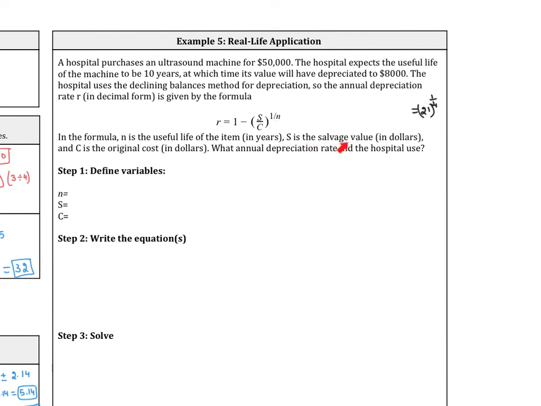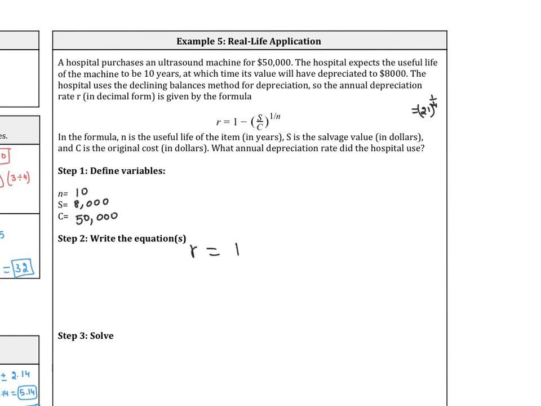S is the salvage value in dollars. So that means it is the salvage value, 8,000. And C is the original cost. So remember, the original cost was 50,000. So we have all that we need to find our annual rate of depreciation, that is R. What we have here is N, that's 10. We already discussed that the number of years is 10, the depreciation value is 8,000 and the cost was 50,000. We're going to write that into the formula.